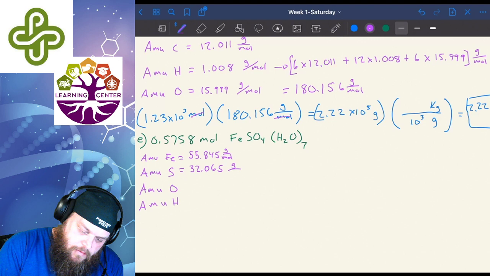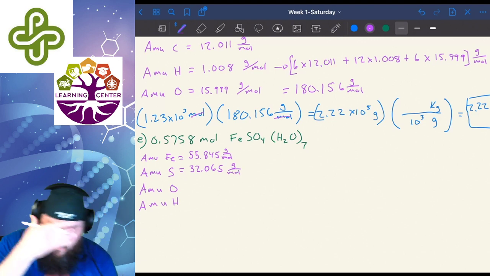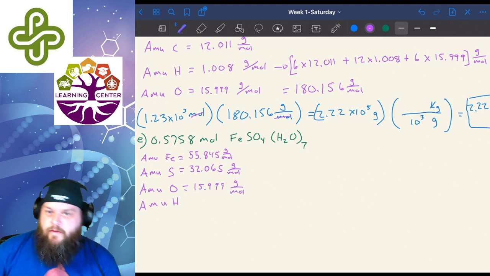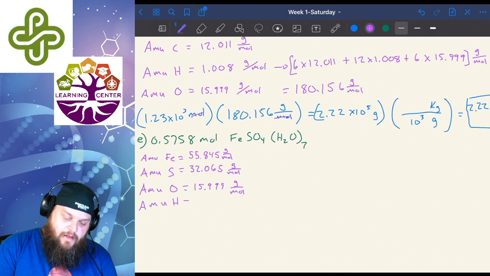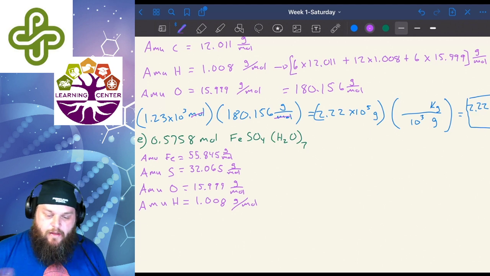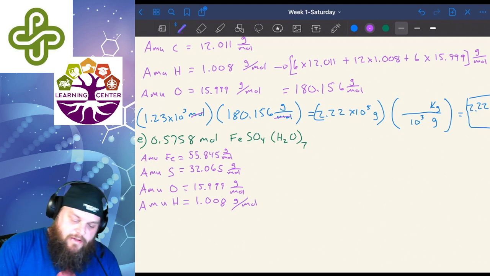0.065 grams per mole. Oxygen, again, one that we know fairly well. Dealt with it several times today. 15.999. And hydrogen, again, we've dealt with that several times today. 1.008 grams per mole. So now we just need to multiply these by the number of atoms per molecule that we have for each of those.